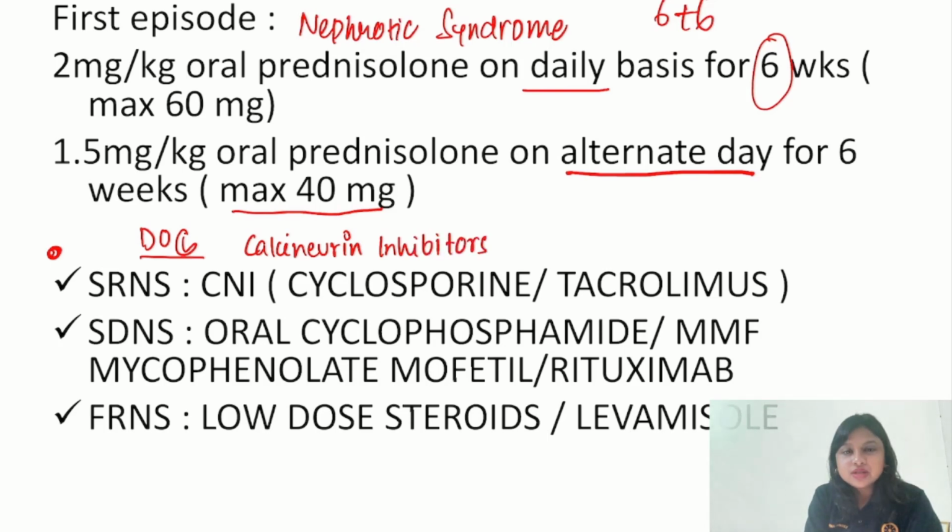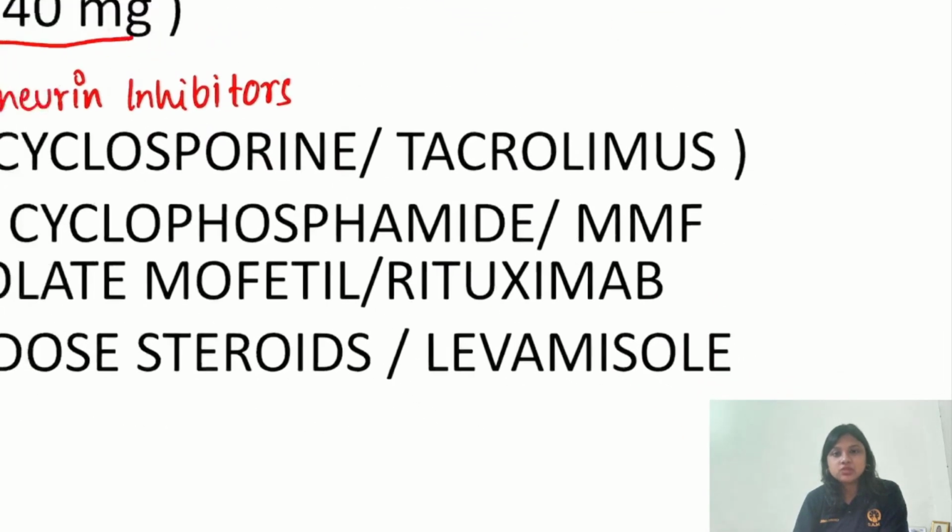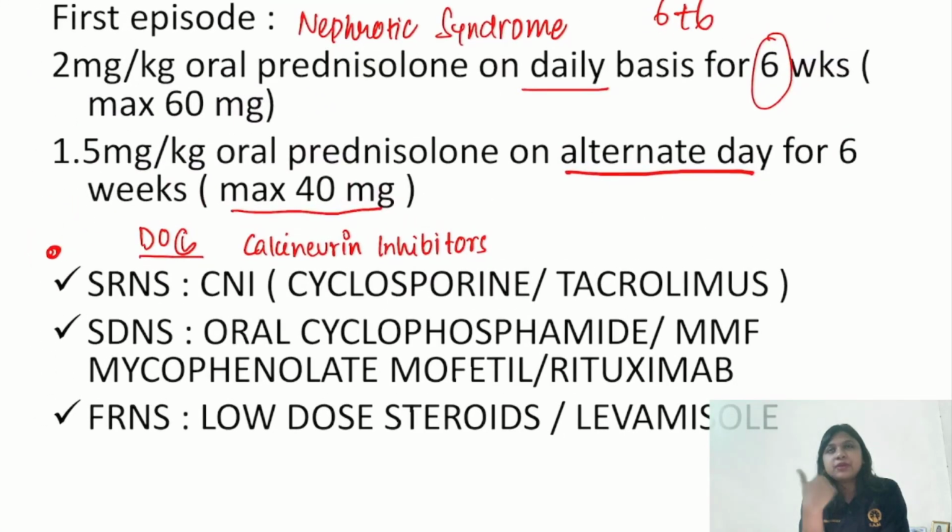Steroid dependent nephrotic syndrome, the answer can be oral cyclophosphamide, mycophenolate mofetil, rituximab. Usually, let me tell you what happens in steroid dependent nephrotic syndrome. In FRNS also, low dose steroids and levamisole. Levamisole is an immunomodulatory agent. It's an anti-helminthic drug. Usually what happens in FRNS, the child comes to me with frequent relapsing nephrotic syndrome.